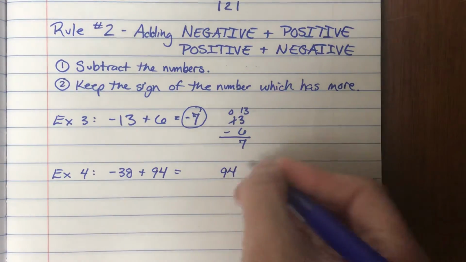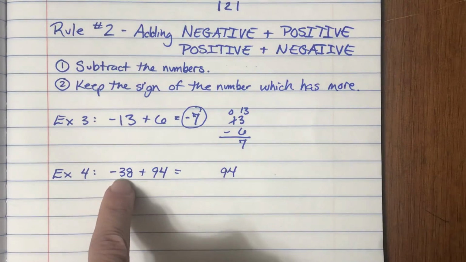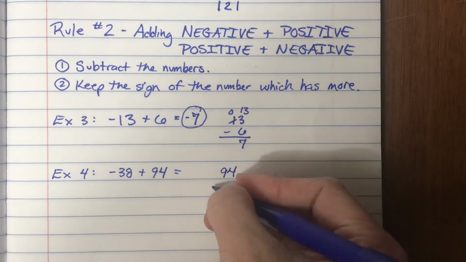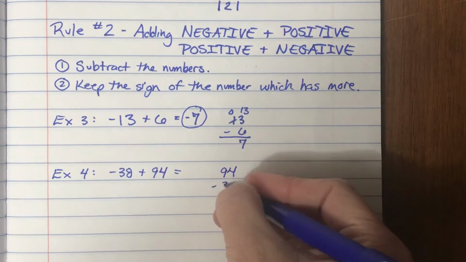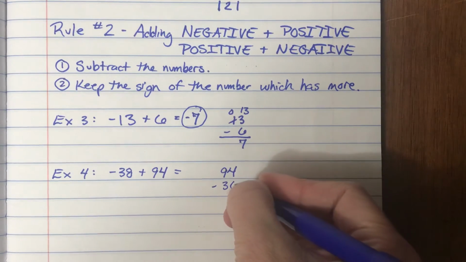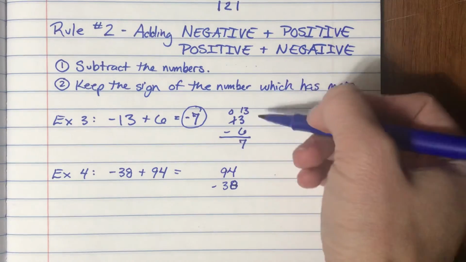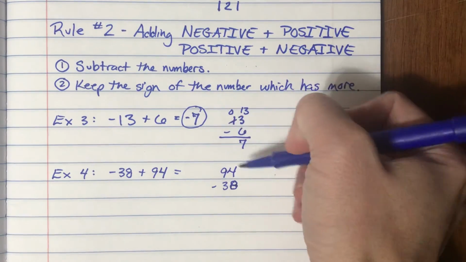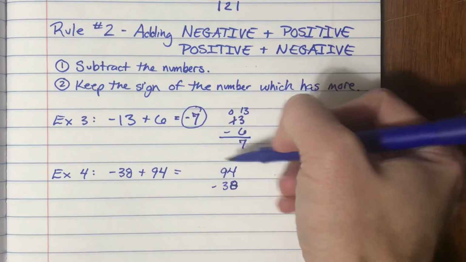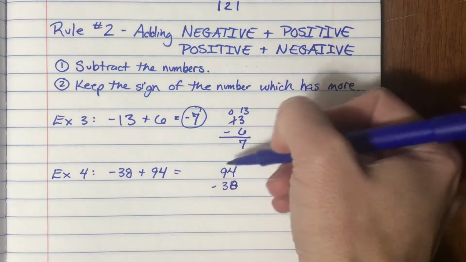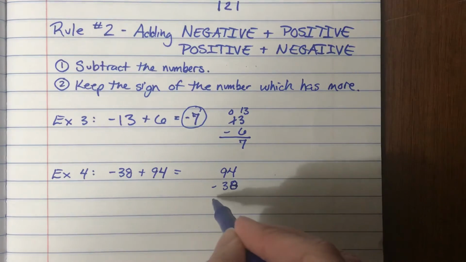Now, I'm going to put the one that has more on top. You cannot do 38 take away 94, but I can do 94 take away 38. So just like up here, oops, I guess it would help if I wrote an 8. Just like up here we did 13 minus 6, we're going to put the one that has more on top. And that will actually help you go ahead and decide what sign you're going to be, because you already have to think about, does 94 have more or does 38 have more? Well, 94 has more. All right, so we're going to subtract.